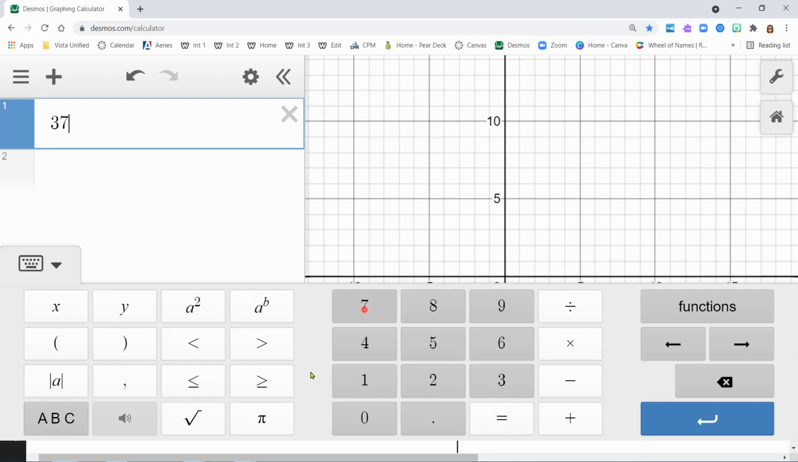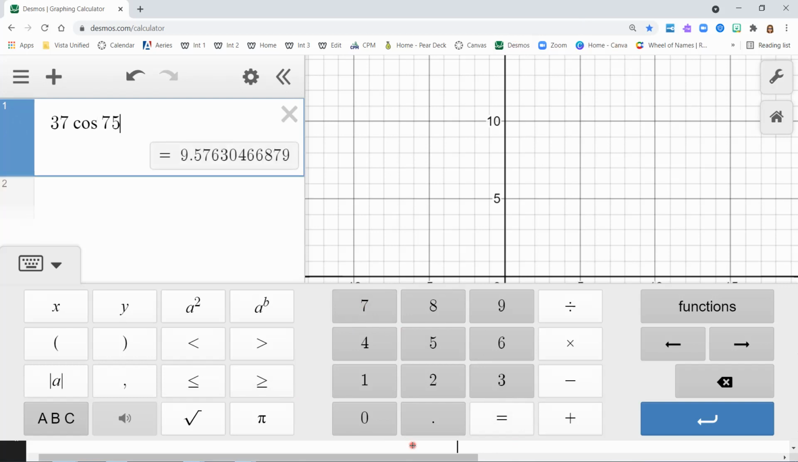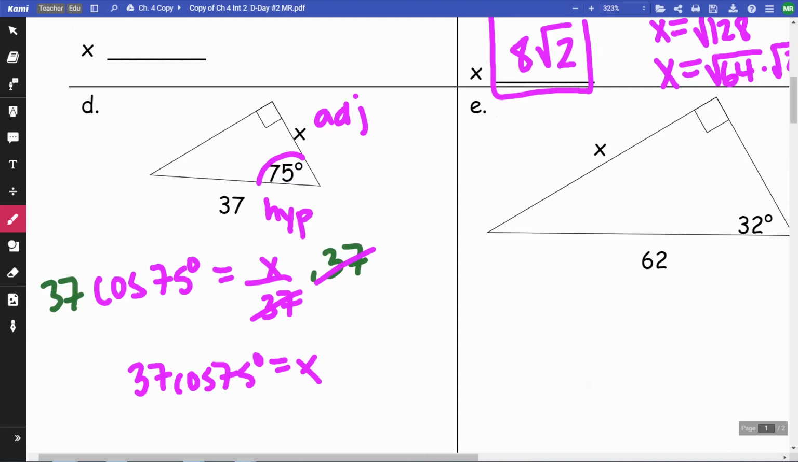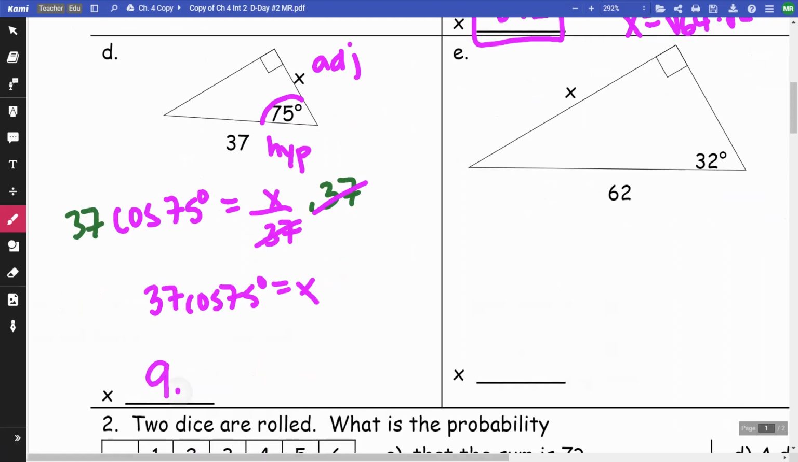37 cosine of 75, sorry, 75. I end up with 9.576, so 9.58. So this is going to be 9.58. Okay, on our next one.